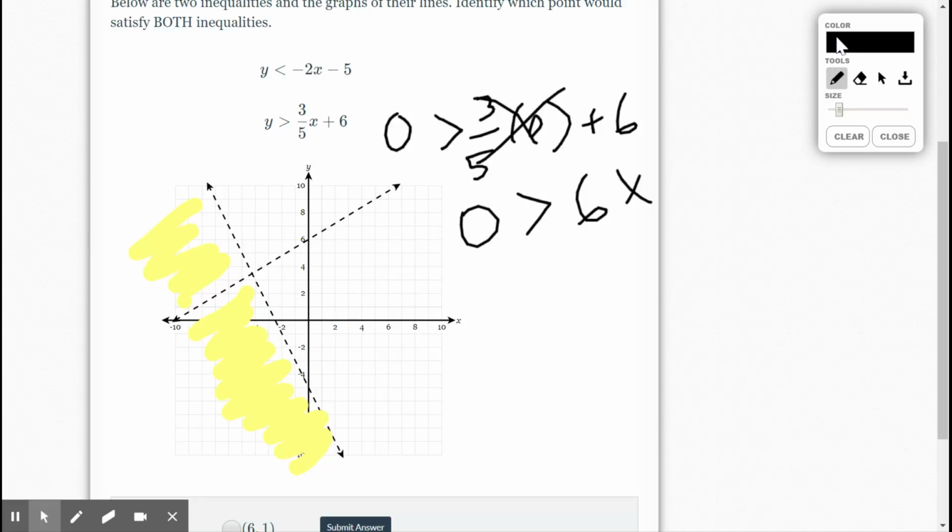So that would mean, let's change to another color, blue. Oopsie daisy. Remember, (0, 0) did not work. We're focused on this line. So (0, 0) did not work, so it's everything up here, yes? Okay, so where did the blue and the yellow intersect? Over here.